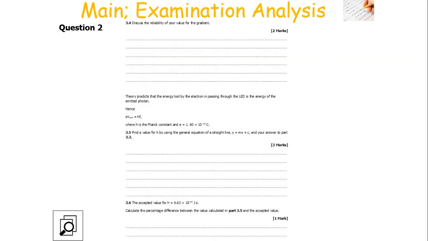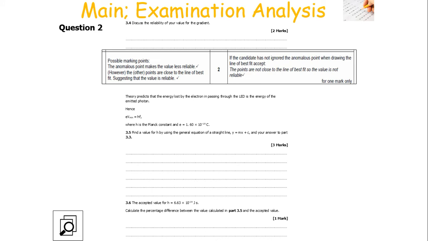Now discuss the reliability of your value for your gradient. Well, you could say that the anomalous point will make the value less reliable, because you would argue that some points are not close to the line of best fit. However, if you've ignored this anomalous result and all the points are close to the line of best fit, this indicates you're confident in your line of best fit and you're confident in your trend. So that means you're confident in your gradient, suggesting the value is reliable.